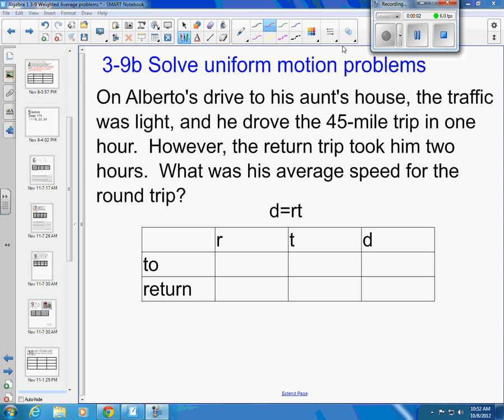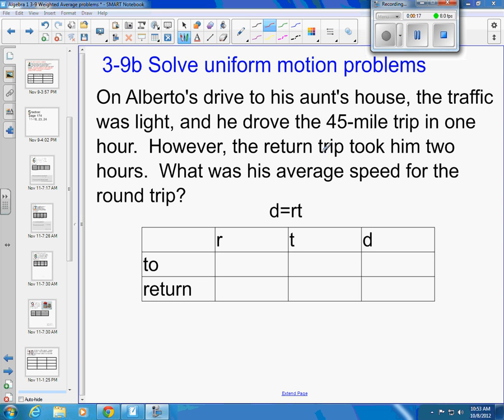Okay, this is an Algebra 1 problem. It's Chapter 3, Section 9 from the book I'm using, and we're solving uniform motions. So we've got Alberto driving to his aunt's house. The traffic was light, and he drove the 45-mile trip in 1 hour.